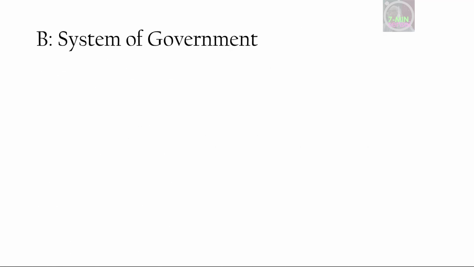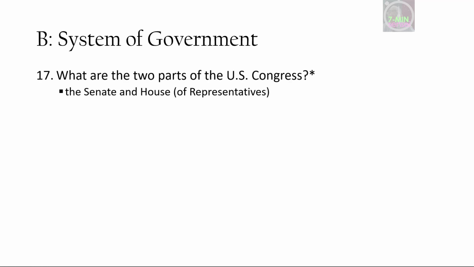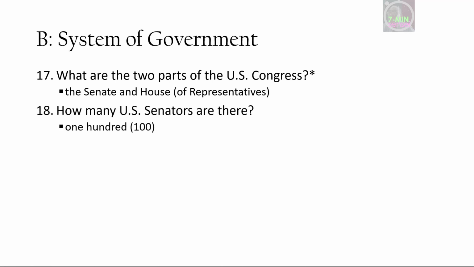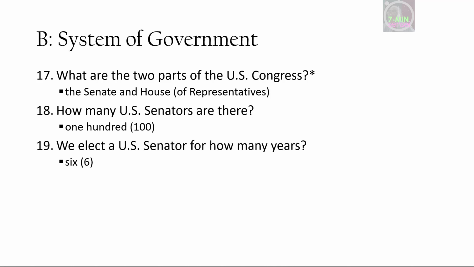B. System of government. What are the 2 parts of the U.S. Congress? The Senate and House of Representatives. How many U.S. senators are there? 100. We elect a U.S. senator for how many years? 6. Who is one of your state's U.S. senators now? Answers will vary. Utah, Mike Lee and Mitt Romney.